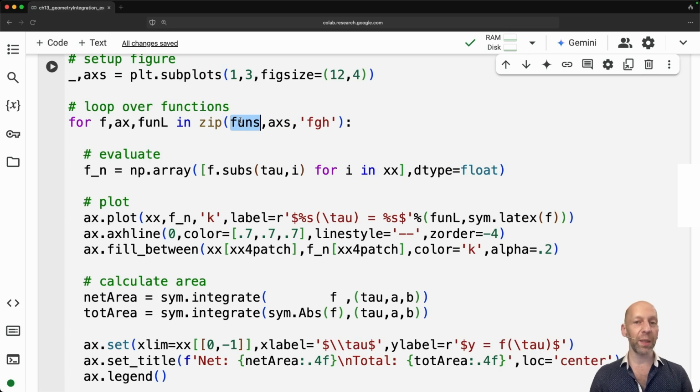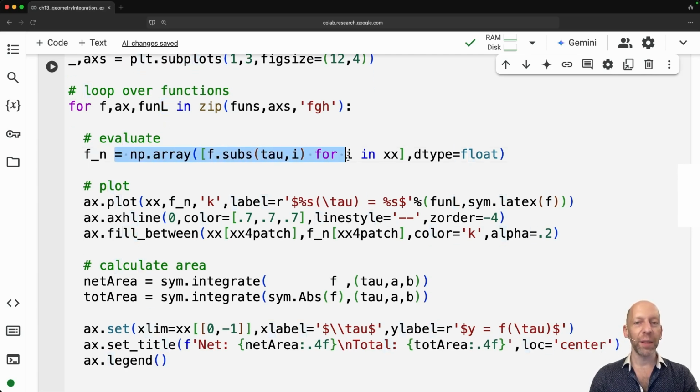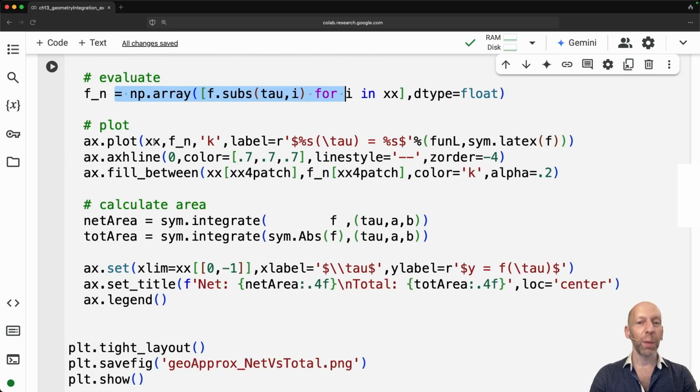So the 3 functions in this list, the 3 axes that I create here with subplots, and also these 3 letters. This is just for naming. So the functions are going to be called f, g, and h. This is the function letter. Here I evaluate the function numerically to get a numerical array using the substitution method and list comprehension. Here's where I plot the function. It's all pretty straightforward. I think you've seen all this code before.